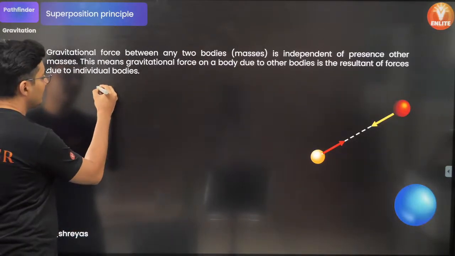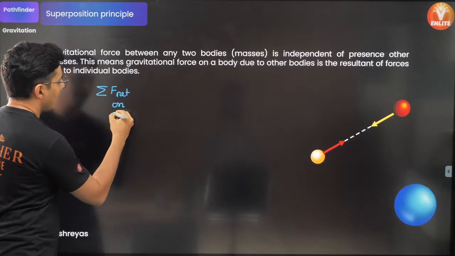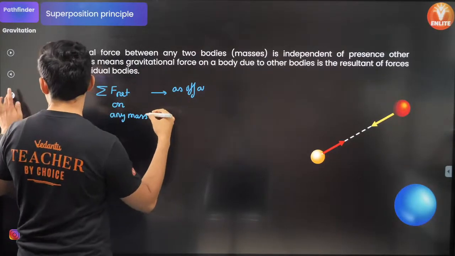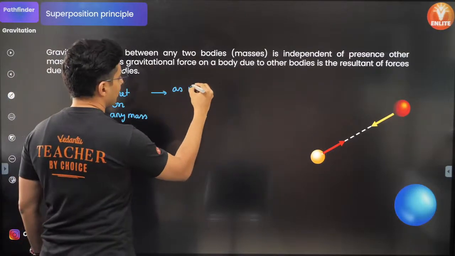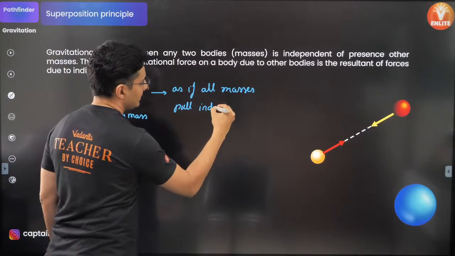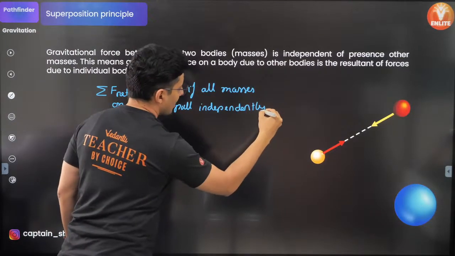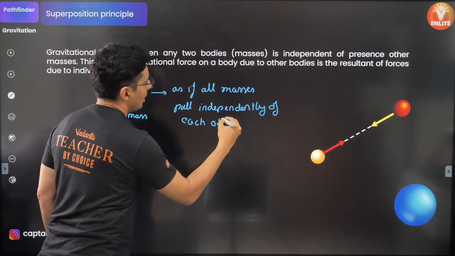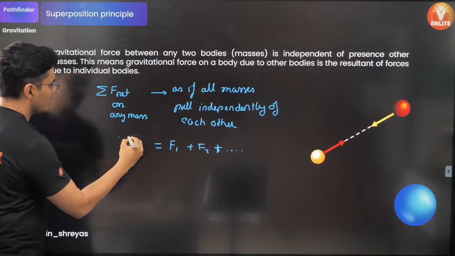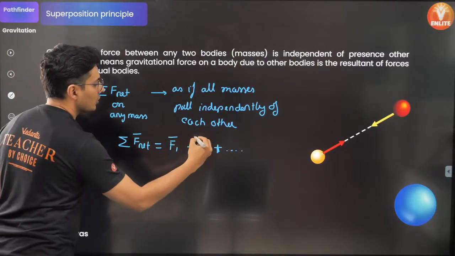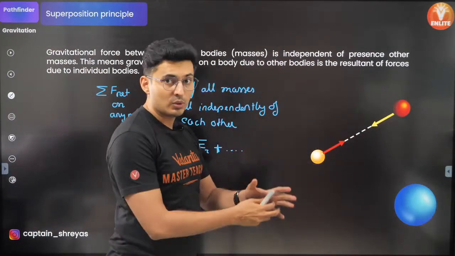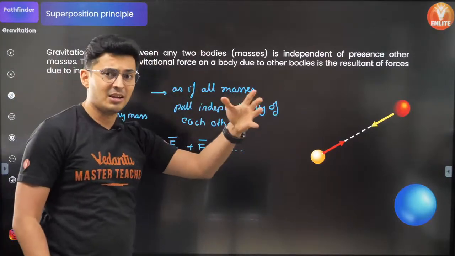So I can say that the net force on any mass is as if all masses pull independently of each other. Hence that net force will be F1 plus F2 and so on and so forth, however many forces there are. This is the net force on any mass, but this is a vector, so you should put a bar over it. It means you have to do vector addition, of course. So this mass is being pulled by many forces, you take the vector sum, and you will see vector sums come up many times while solving problems.